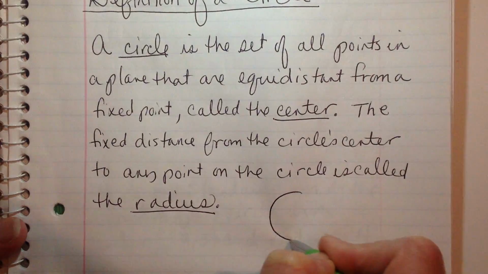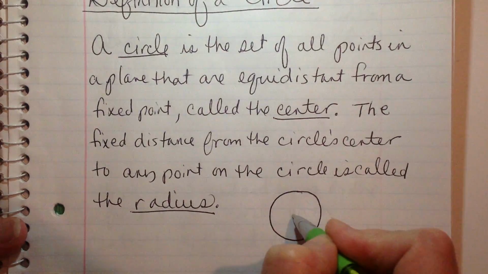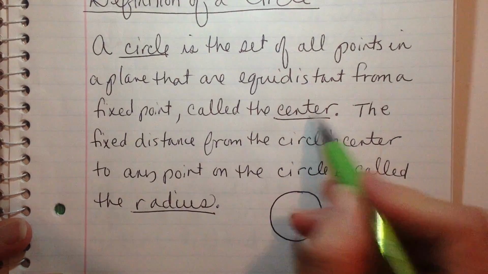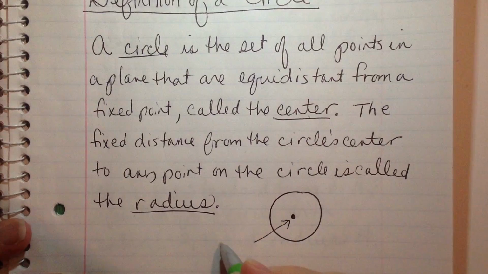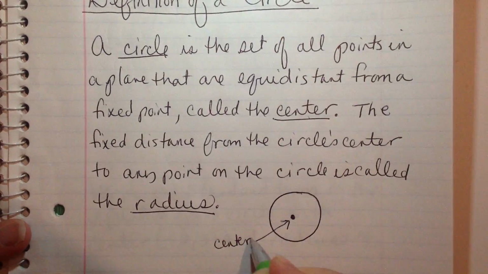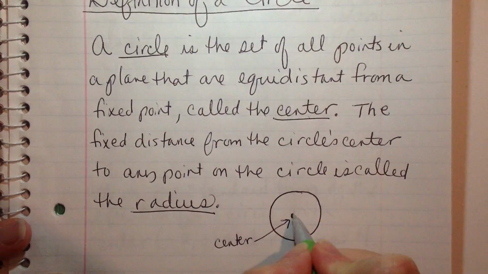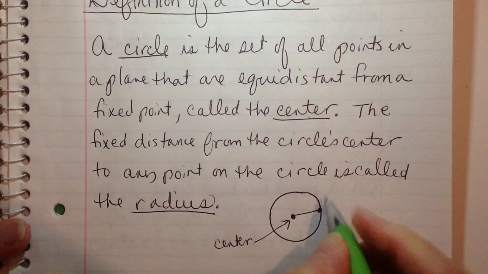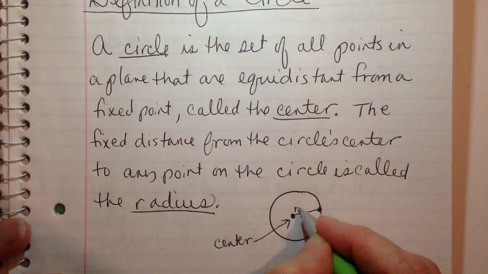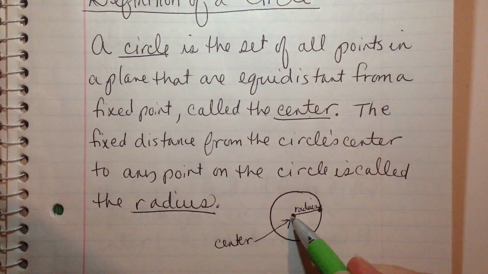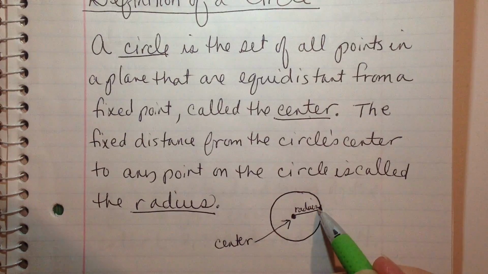So here we have a circle. This is the center point that we're talking about here. This is your center. The fixed distance from this center to any point on the circle is the radius. So the distance from the center to any point on the circle is the radius.